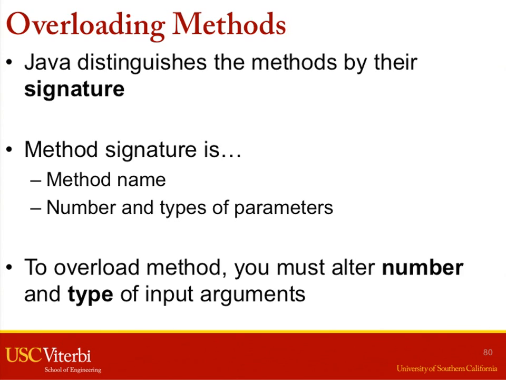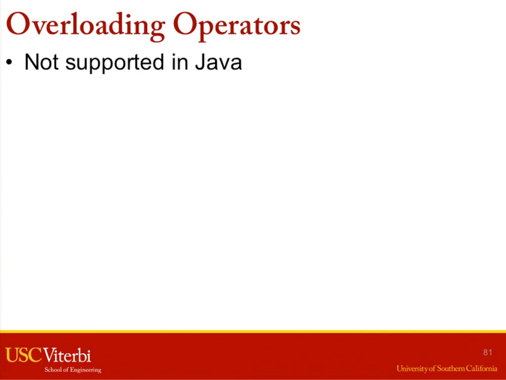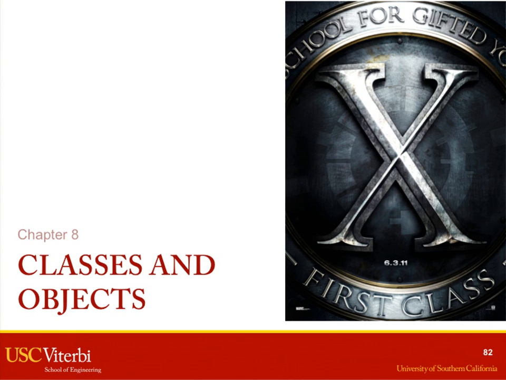Because we can't have two methods that say, like, get area, where one returns a float and one returns an int, because it wouldn't know what to do with it. So that's not valid, but if you change the arguments, then it is. Okay? And in methods here, order matters, right? So the order and the type matter. Okay? Overloading operators is not supported in Java.